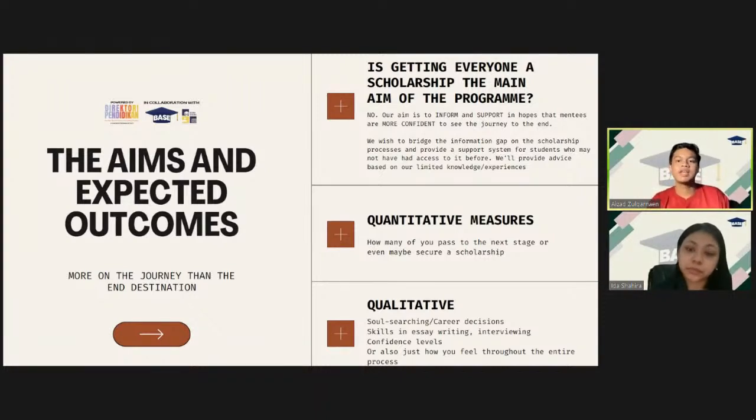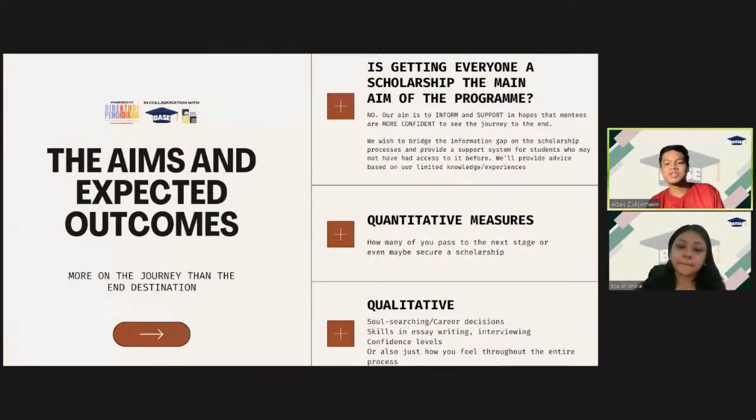And qualitatively, we hope to help you with soul searching and career decisions, like Ida mentioned just now. Maybe some of you are still deciding between 2 or 3 different degrees to pursue later. So we hope we can truly relate to those who are still not sure what they're going to pursue in their tertiary education. And also as a group of people who have been through that before, we hope to guide you to narrow down your options later.